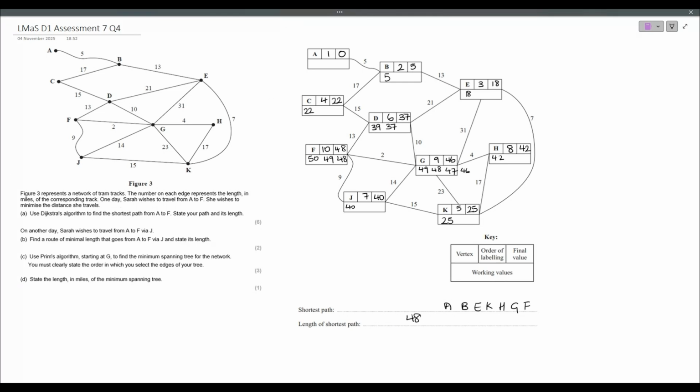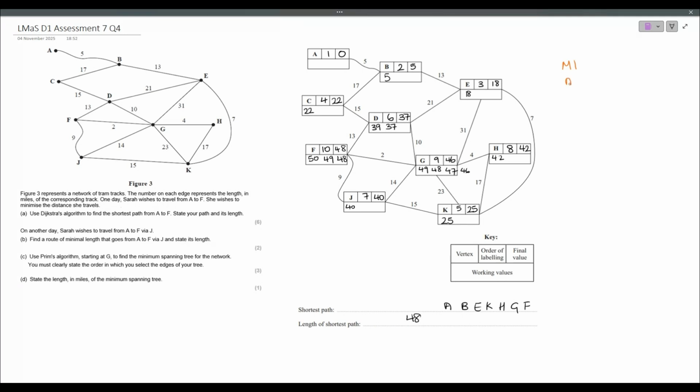Where do the marks come from? Well, I get a method mark for having a larger value being replaced by a smaller value at least once in the working values at either D, F, or G. So D, F, or G, where I've replaced values. If I've replaced a large value with a smaller value, that's a method mark. And then my accuracy mark comes from having entirely correct boxes.